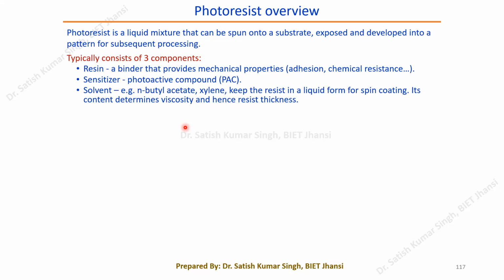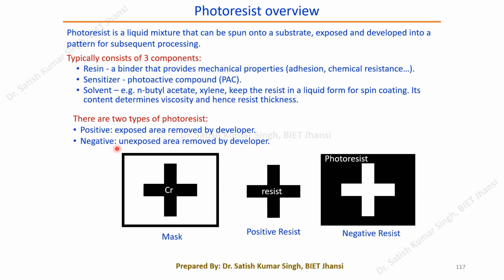So you must understand that we need a base material, then a photoactive compound, which is our photosensitive sensitizer, and a solvent. These are the three different things we need. Now, as I told you a number of times, the photoresist is of two types: either a positive photoresist or a negative photoresist. What do we mean by a positive photoresist, and what do we mean by a negative photoresist?